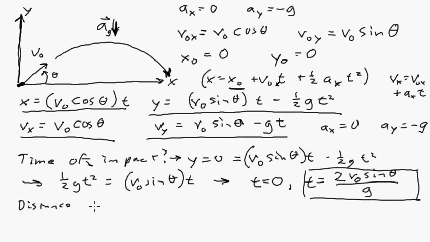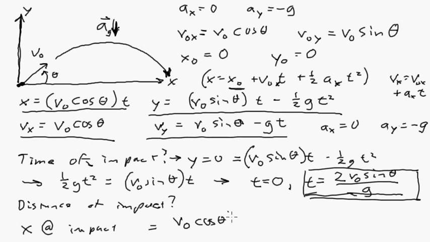And then, how far does it go before it hits the ground? How far does it fly through the air? Distance of impact is what I'm trying to write there. So, we take this time here, and I'm going to plug that into our x equation. So, x at impact equals this equation evaluated at t equals this.